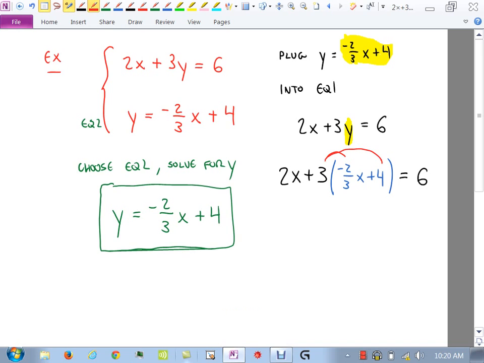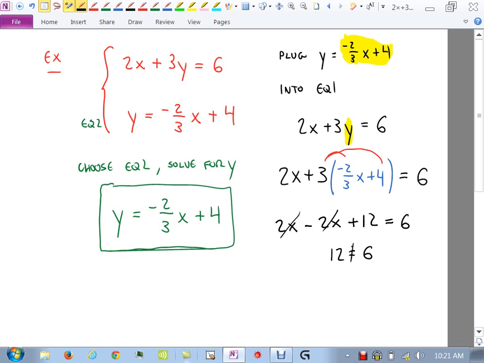What happens when you take 3 and multiply it times negative 2/3? What do you get? Negative 2, and then you have x, right? Negative 2x. What's 3 times 4? 12 equals 6. Uh-oh. What happens? The x's cancel out completely, don't they? And you get what? 12 equals 6. Does 12 equal 6? Not today.